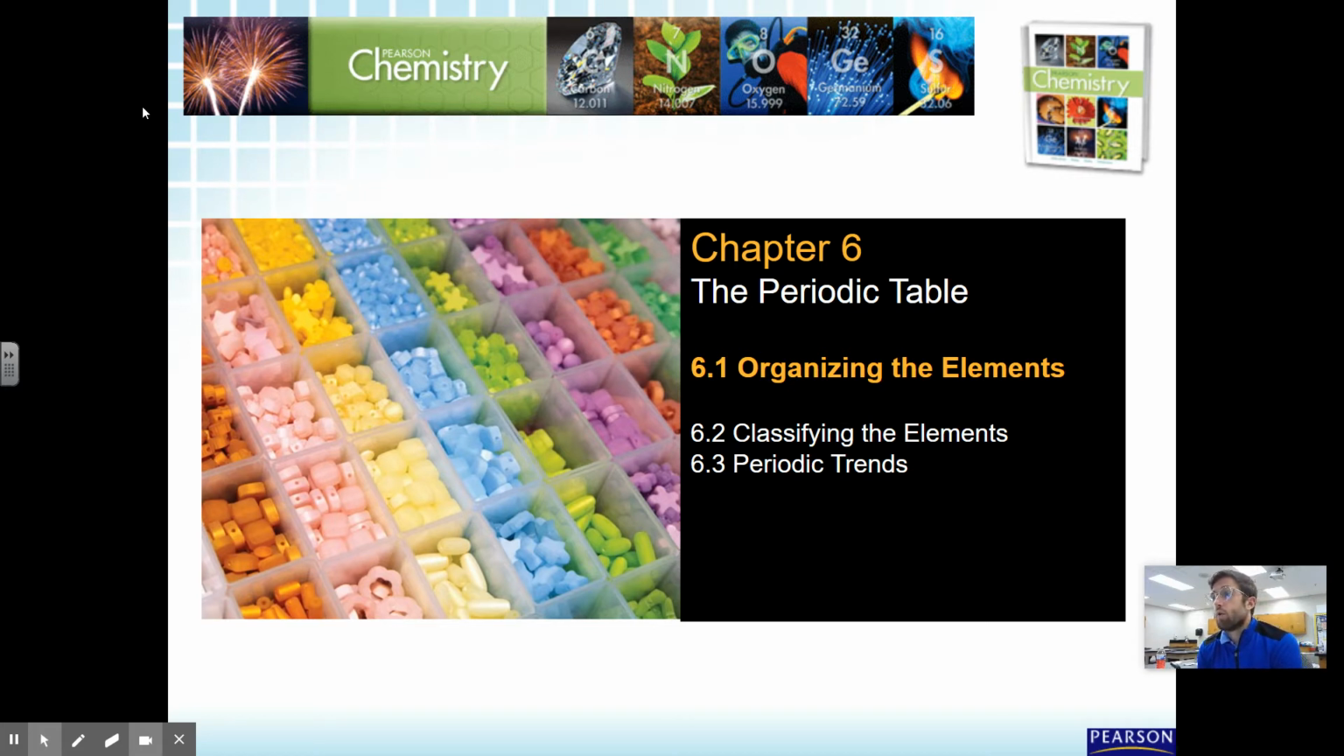We're going to start talking today about the sixth unit, which involves the periodic table. A little bit more laid back of a unit compared to the last one.